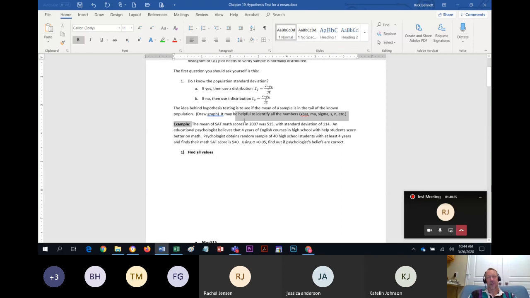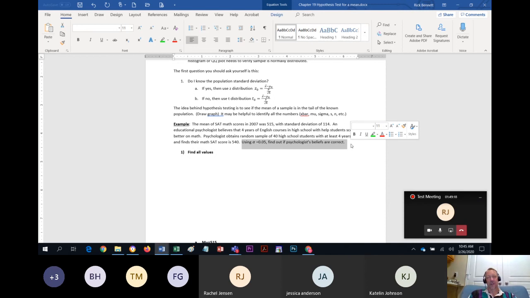Let's do an example. The mean SAT score in 2007 was 515 with a standard deviation of 114. An educational psychologist believes that 4 years of English in high school will help students score better on the math, okay? Psychologist obtains a random sample of 40 high school students with at least 4 years and finds their math score is 540. Using alpha as 0.05, which is your type 1 error, find out if the psychologist's beliefs are correct. So we want to go through all of the 8 steps to solve this problem.